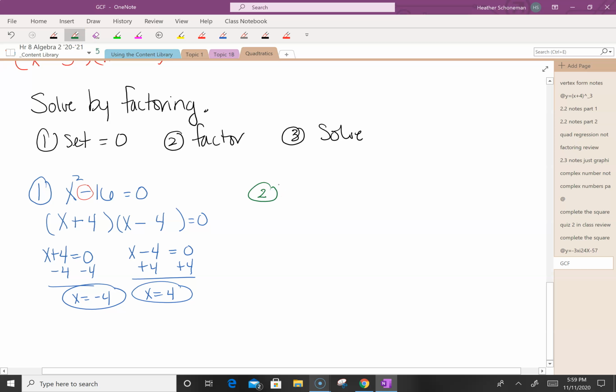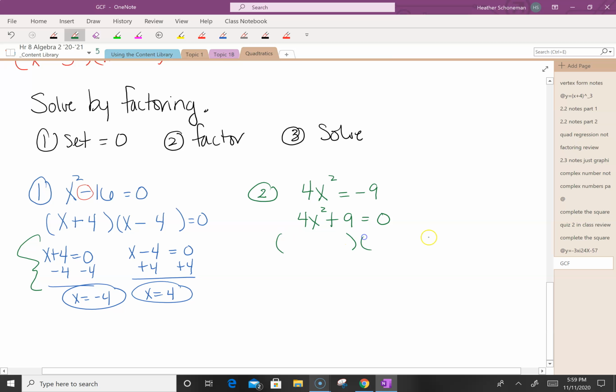On the second one, now this part, a lot of people do in your head, but I'm writing it out right now so we understand what we need to do. The next one we're going to do is 4x squared equals negative 9. Step 1, set it equal to 0, so I'm going to add 9 to both sides. Step 2, factor. It's a binomial. Doesn't matter if it's plus or minus.